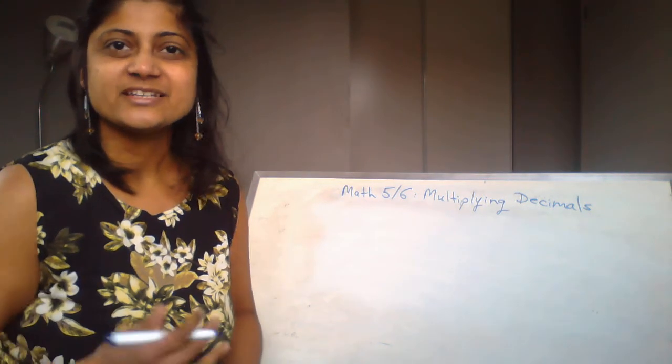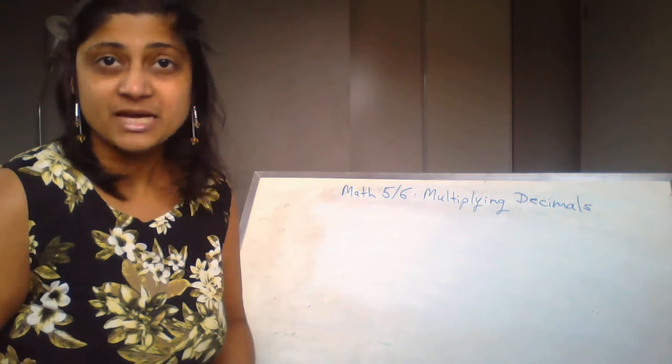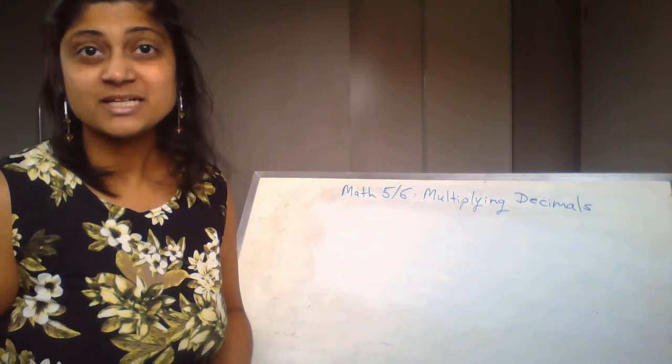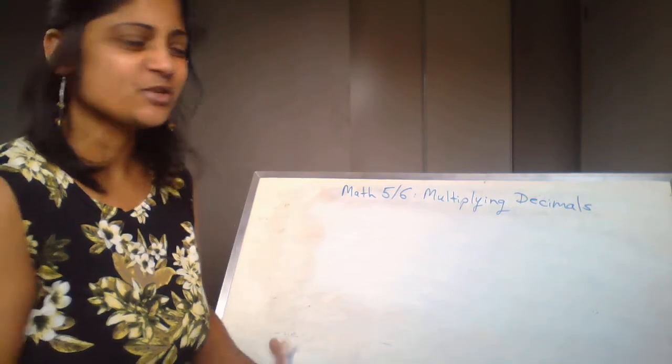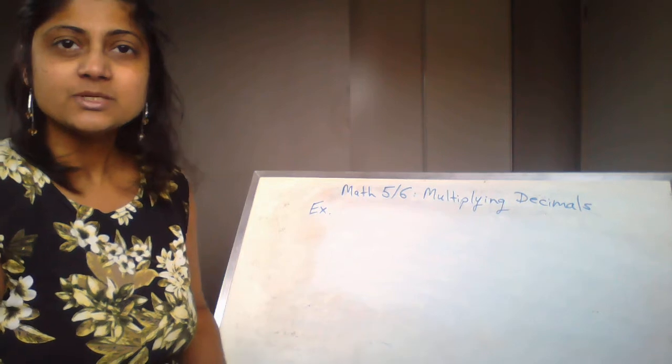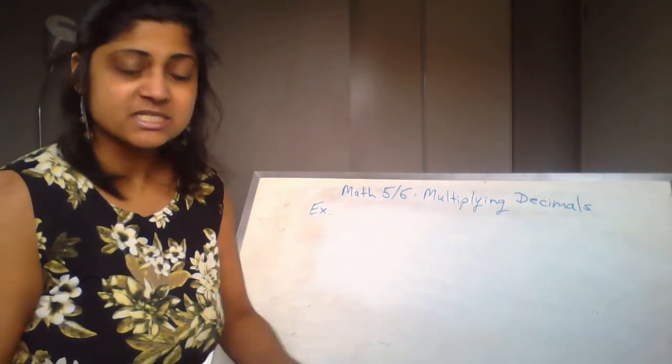My name is Jag, and in today's class we're going to continue with our math 5-6 content, and what we're covering today is going to be multiplying decimals. So with that, let's get started. So I'm going to put down an example here. Okay, I'm going to take some questions directly from the textbook here.